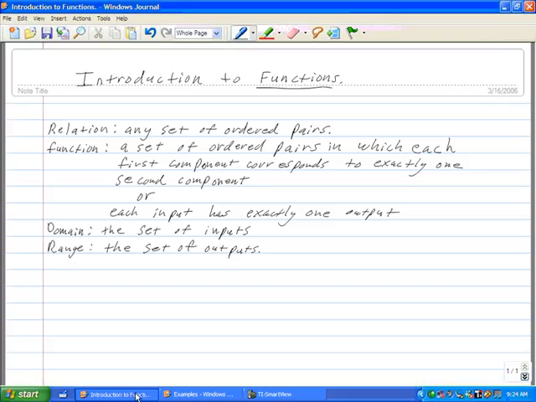Now, to have a function, we need to put a restriction or a tighter definition on than what we had with a relation. A function is a set of ordered pairs in which each first component corresponds to exactly one second component. Or, in other words, each input has exactly one output. Or each element of the domain is associated with a unique element of the range. However you want to state it, with a function, every input has exactly one output.